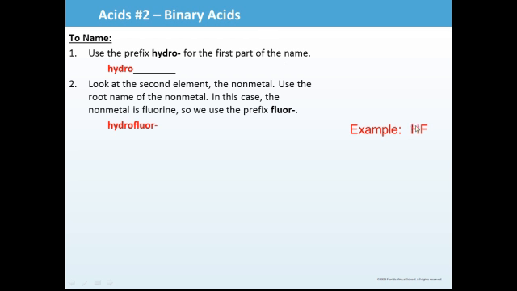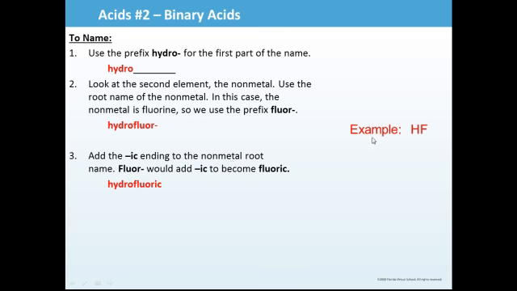And then we're going to look at the second element. We're going to use the root name. So we know this is hydrogen and this is the fluoride ion. So we're going to do hydro, fluor. We're not going to write fluoride. We're going to write hydro, fluor. We're always going to have IC at the end. Hydrofluoric. And then we're going to add acid. So hydrofluoric acid.